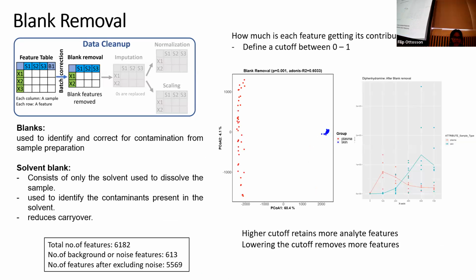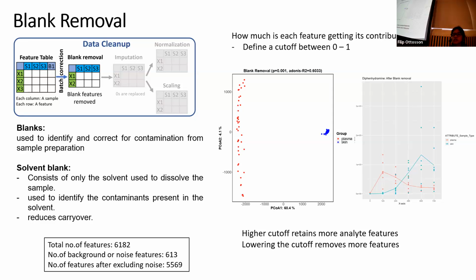So then for blank removal, this is where we remove all these blank features or background features. While measuring your samples, you might have used your solvents as well to extract the samples. These we also call blanks, and practically these blanks are also in all of your samples, right? So we need to remove all these background features from these samples. Here we are just seeing how much of these blank features are contributing to the sample features.